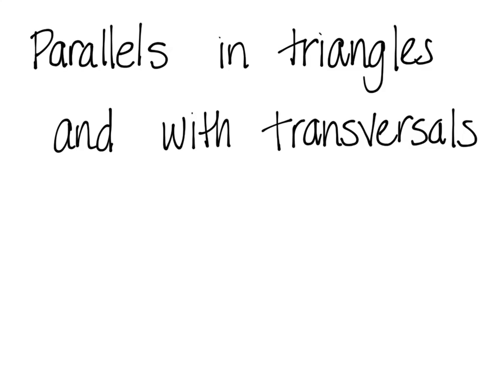This is a video for Geometry Chapter 7, Section 4, in which we are looking at triangles that have a couple things cutting those triangles into proportional pieces, one being an angle bisector, the other being parallels to sides of triangles, which is what this video is going to talk about. We're going to talk about parallels in triangles as well as parallels with transversals.